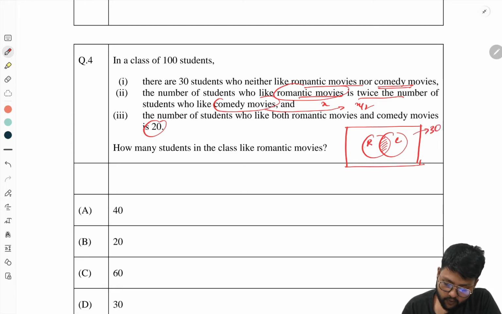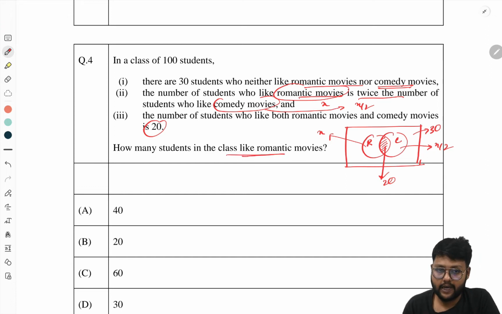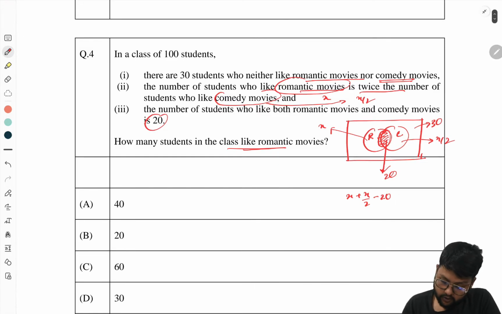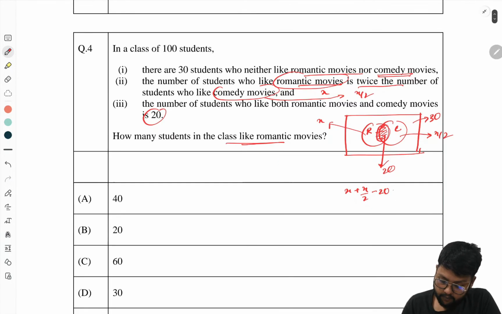Okay, so romantic one will be X, comedy one will be X by 2, and both is 20. So all students, the total number of students is 100. The question asks how many students like romantic, so the question is about X. Then the equation will be X plus X by 2, and we are taking 2 times the both part, so you have to subtract 20, and because it is 30, it is 20 plus 30 total, and it is equal to 100.